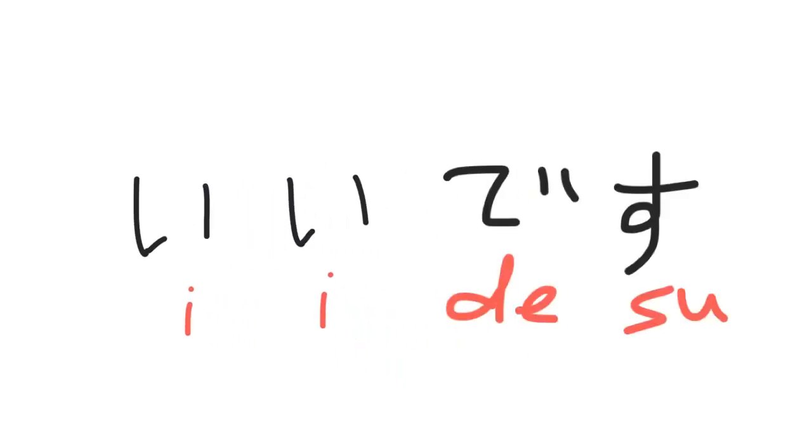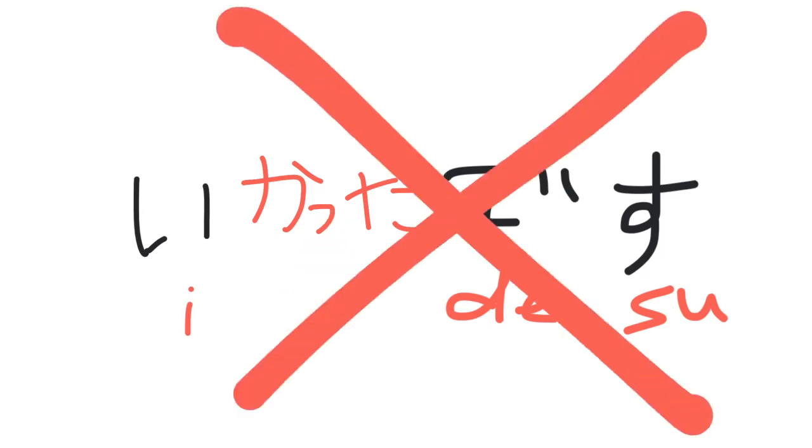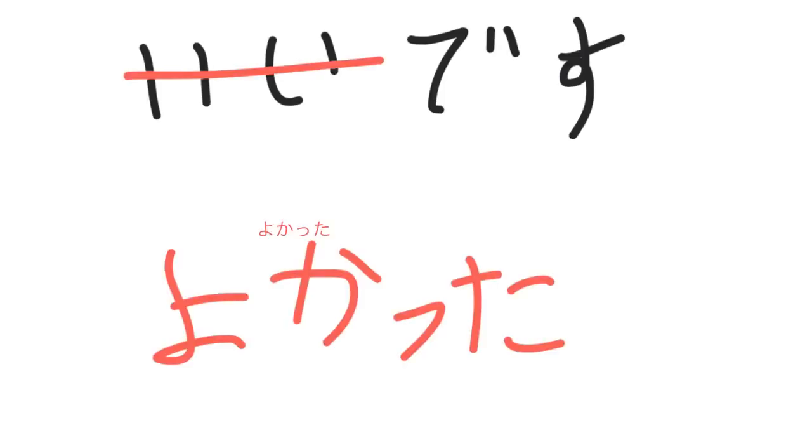Now there is a little tricky one that you have to watch out for. The word ii desu is good. Ii desu. Okay, now following the same pattern, you'd say ikatta desu. Take off the final i and put katta. But that's not good Japanese for this particular word only. You change it to yokatta desu. Just watch out for that one.